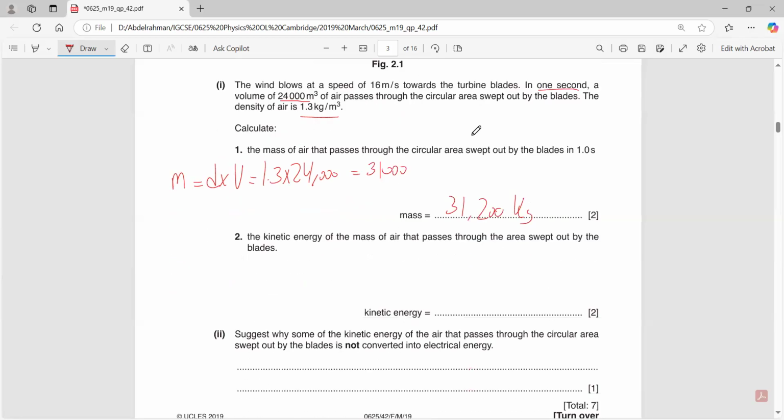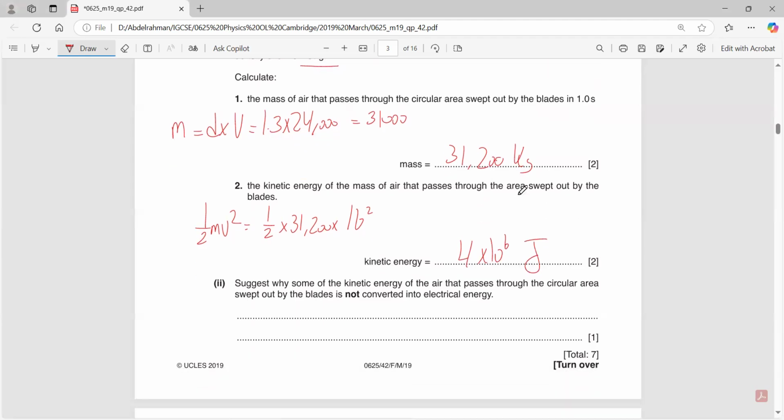Kinetic energy. Can I find the kinetic energy? Yes, half mv squared. So half times 31,200 times the velocity squared, which is 16 squared. This would be a huge number. Half times 31,200 times 16 squared is 3,990,000. So it's basically 4 million, or 4 times 10 to the power of 6 joules.